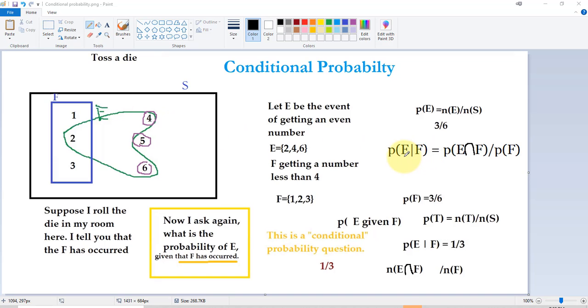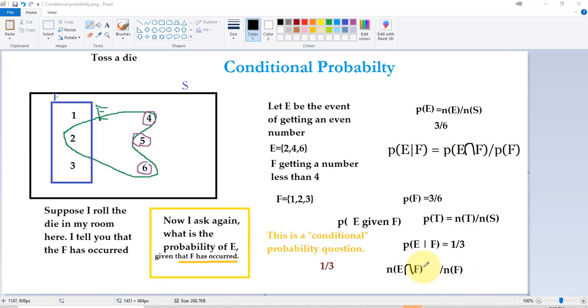The probability of E given F is not N of E intersect F divided by N of F, but it's P, the probability of E intersect F, divided by the probability of F. So how can we get from this expression, which we saw in the picture, to this one? Well, if I divide the top by N of S and the bottom by N of S, then I'm not changing anything.